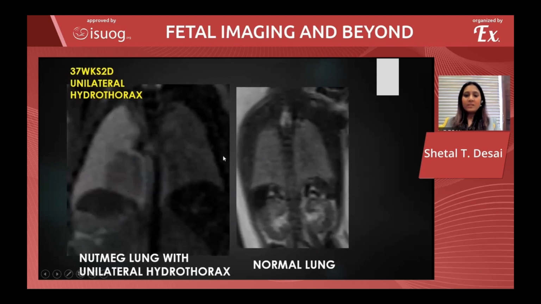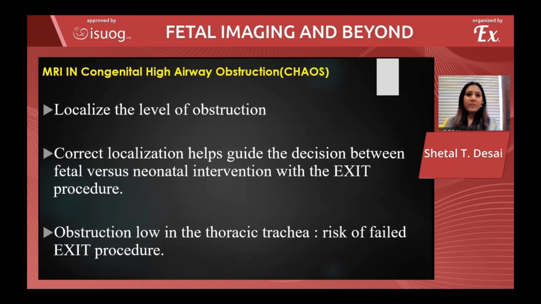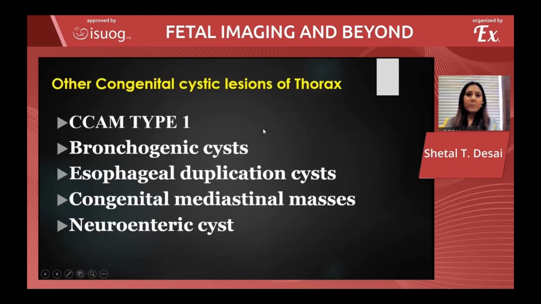Unilateral hydrothorax in a 37-weeker: you see that this is a normal intermediate hyperintensity of the lung, which is to be expected, but instead we see a heterogeneous signal with linear hyperintensities running from the hilum to the periphery. And this is a typical nutmeg lung with unilateral hydrothorax, a finding very peculiar to congenital pulmonary lymphangiectasia. In high airway obstruction, MRI characterizes the level of obstruction and guides the decision between fetal versus neonatal interventions with EXIT procedure. Like abdominal cystic lesions, MRI also helps in characterizing cystic lesions of the thorax.